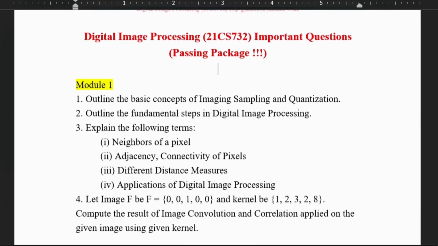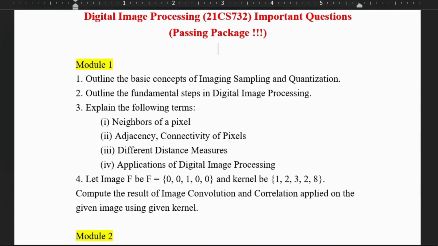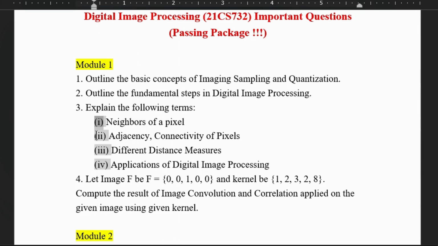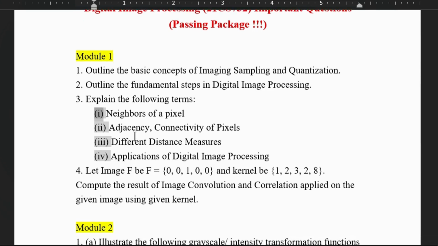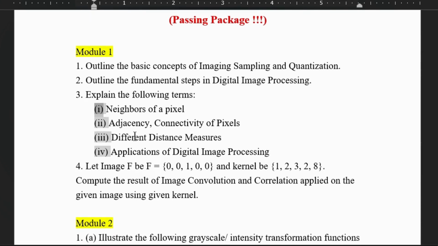Starting from module 1, it's mainly very simple, the simplest I would say, because it has very limited questions and those questions have appeared in the majority of the question papers. First is the physical basic concepts of image sampling and quantization, then fundamental steps in image processing, then explain all these terms: neighbors of a pixel, adjacency, connectivity, difference, and applications of DIP. All these things are very important. With examples, you have to mention it.